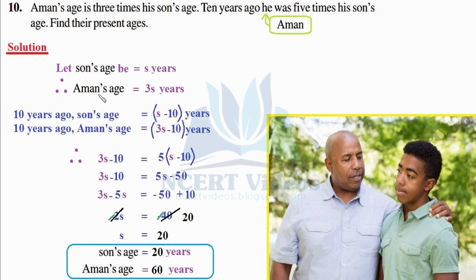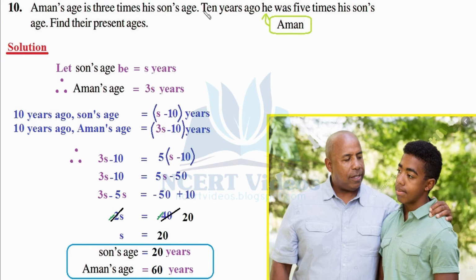Now we are in a position to find Aman's age because it is dependent on son's age. That is, Aman's age in mathematics is equal to 3 times his son's age. So 3S years. We need not write a multiplication sign between a variable and its coefficient. This you know very well. With this, the first statement has been written mathematically.